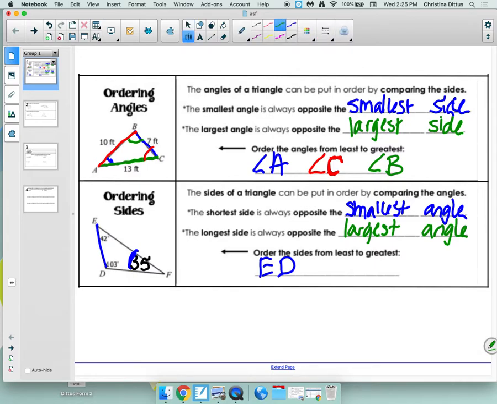Let's go biggest. What's my biggest angle? D, 103. So what side is opposite it? EF. So that's my biggest. And then my middle guy, 42. Across from it, D, DF.